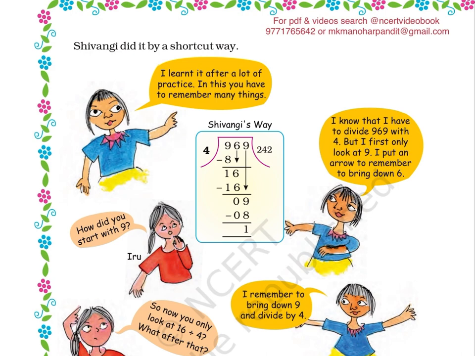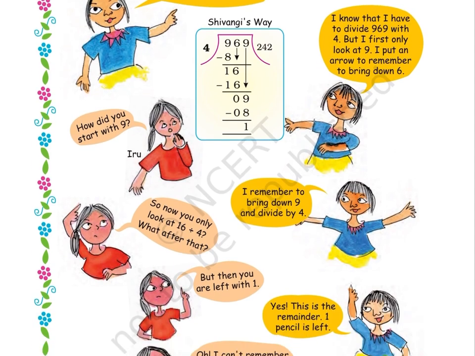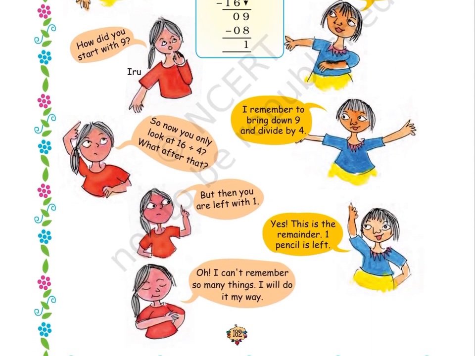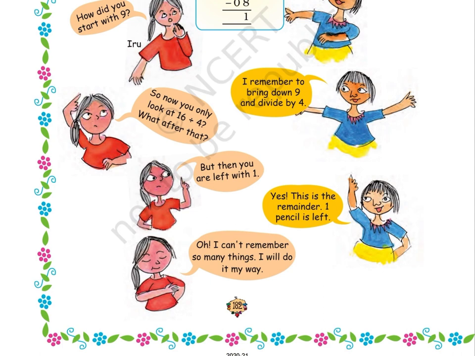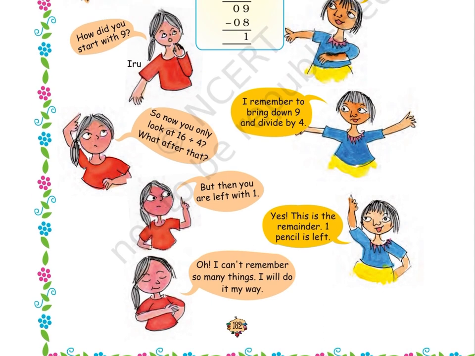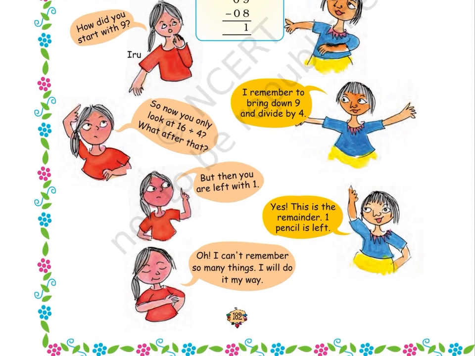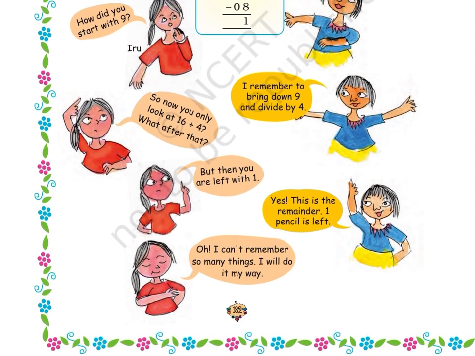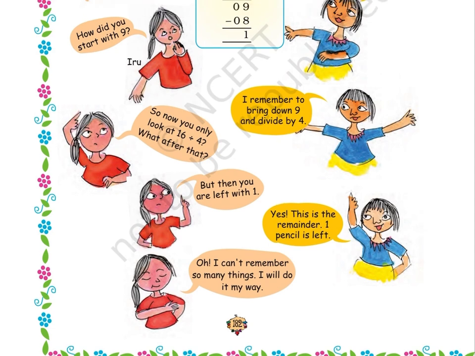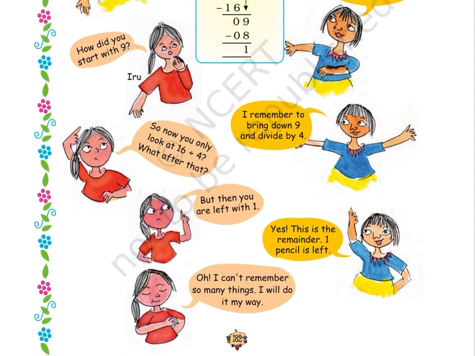Iru says, so now you only look at 16 divided by 4? What after that? Shivangi tells, I remember to bring down 9 and divide by 4. Iru says, but then you are left with 1. Shivangi says, yes, this is the remainder. 1 pencil is left. Iru says, oh, I can't remember so many things. I will do it my way.